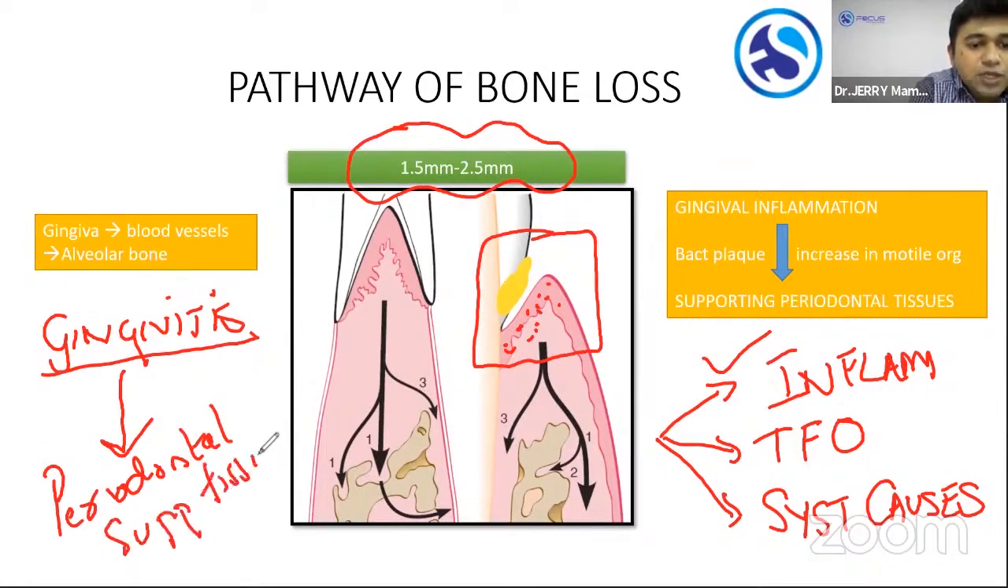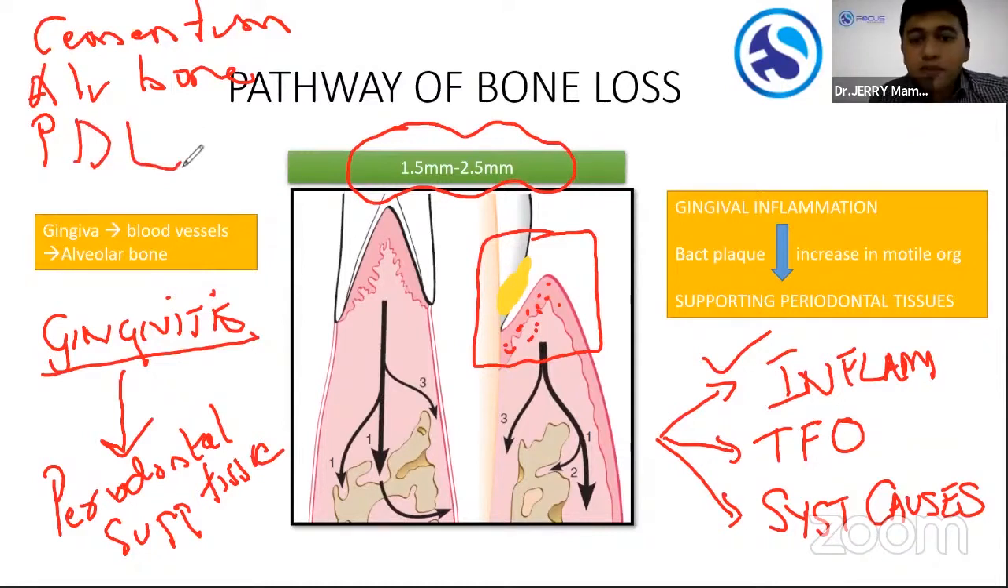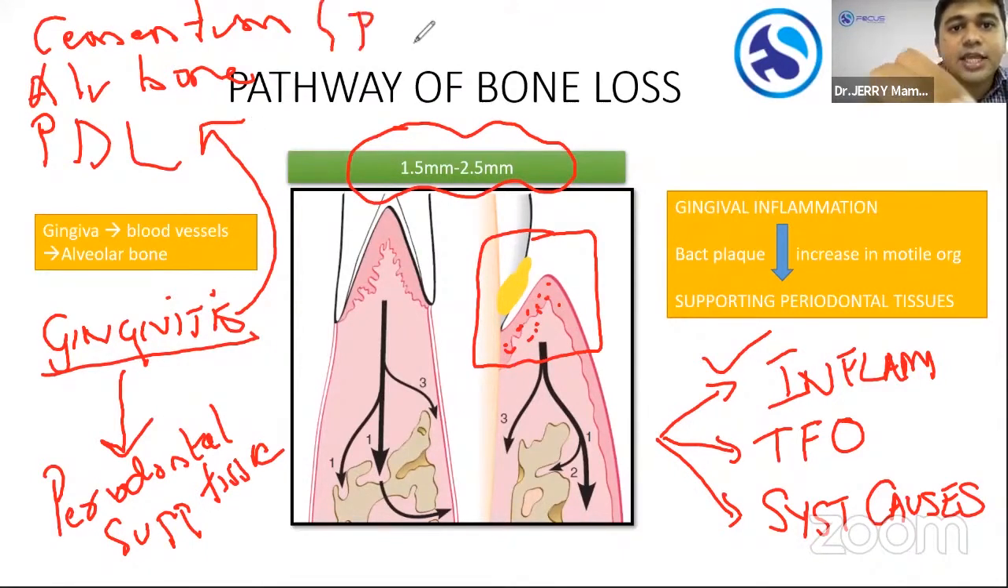The supporting tissues of the periodontium, what is that? That is CAP: your cementum, alveolar bone, and your periodontal ligament. So when the inflammation from the gingiva goes on to these supporting structures, then you call the lesion as periodontitis.